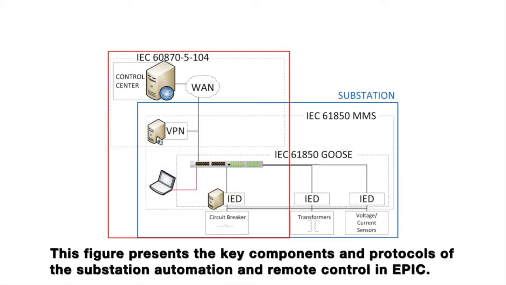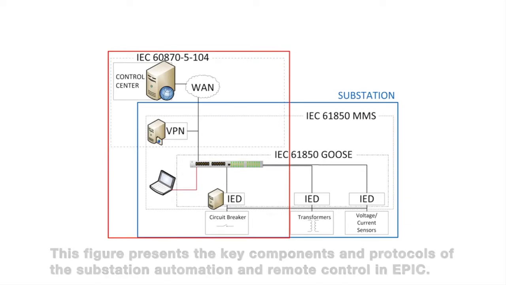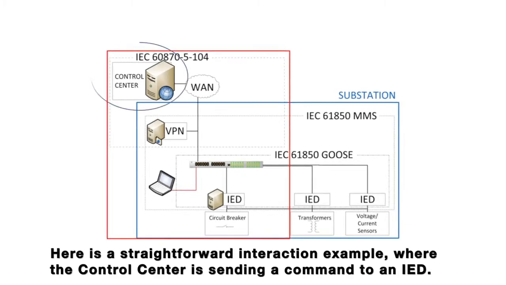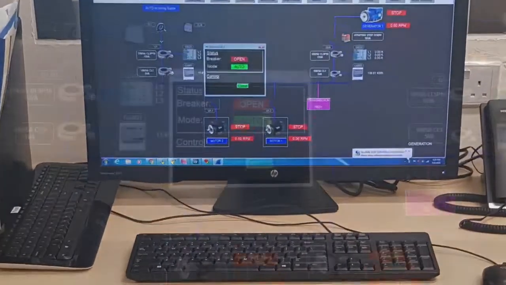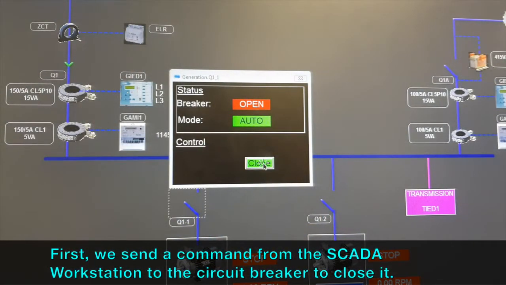This figure presents the key components and protocols of the substation automation and remote control in EPIC. Here is a straightforward interaction example where the control center is sending a command to an IED. First, we send a command from the SCADA workstation to the circuit breaker to close it.